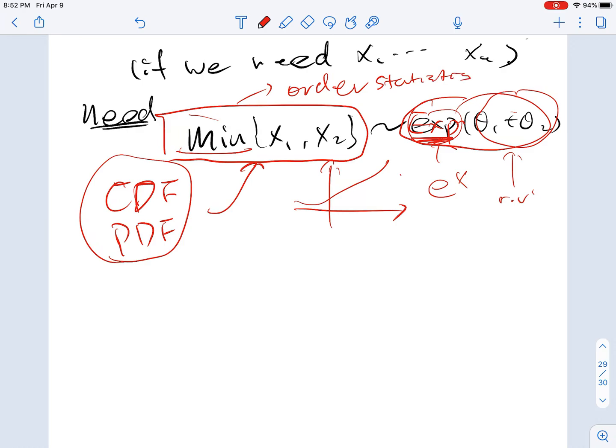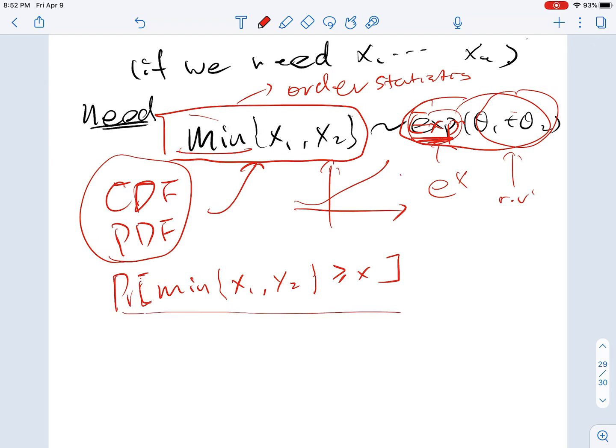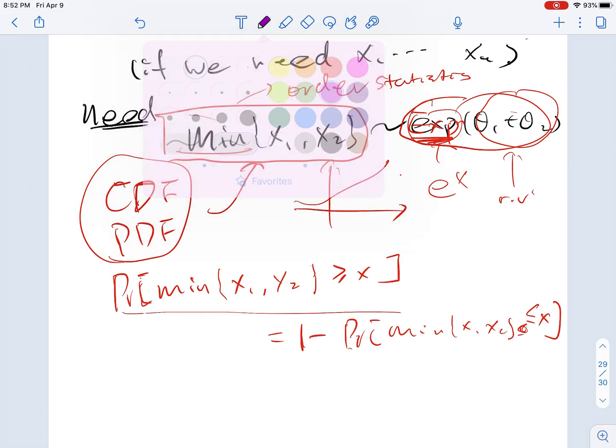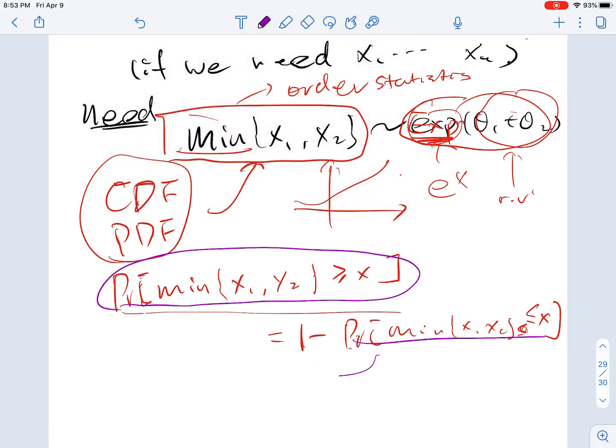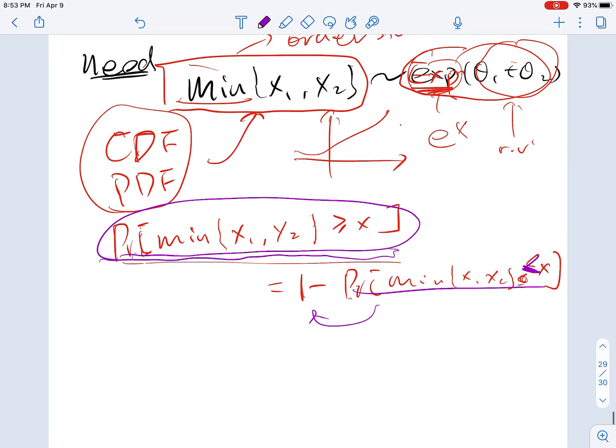Usually the most straightforward way is to compute the probability of min of X1, X2 greater than or equal to x. If we compute this one, then we are able to compute the probability of min of X1, X2 less than or equal to x, because these two terms sum up to 1. The equality at x is measure 0, but let's be a bit careful here. A lot of the time it's simply easier to calculate this term.